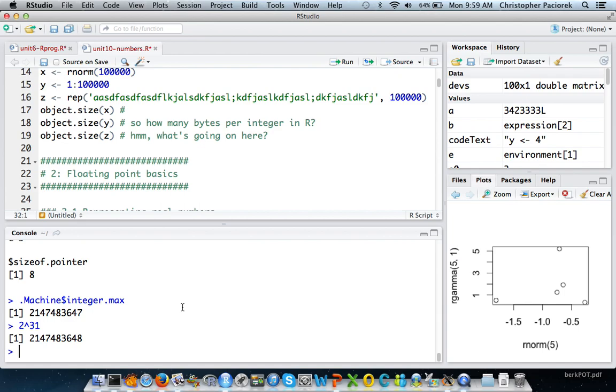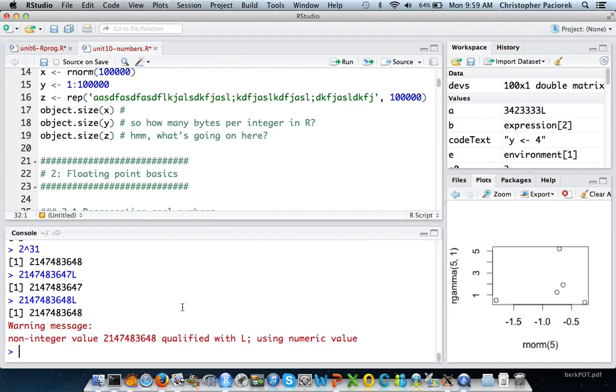And so indeed, if I do 2147483647L to enforce that it should be an integer, it says, okay, I can work with that. If I do this, it says, nope, I can't handle that as an integer. And in this case, R says, I'm going to convert that to a floating point value and work with it as a floating point value instead of explicitly as an integer, because this would be too big for the machine to handle with 4 bytes as an integer.